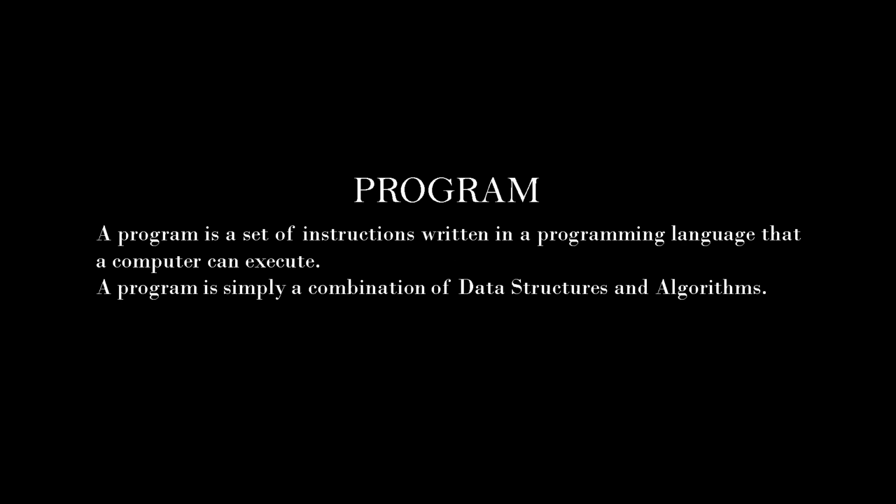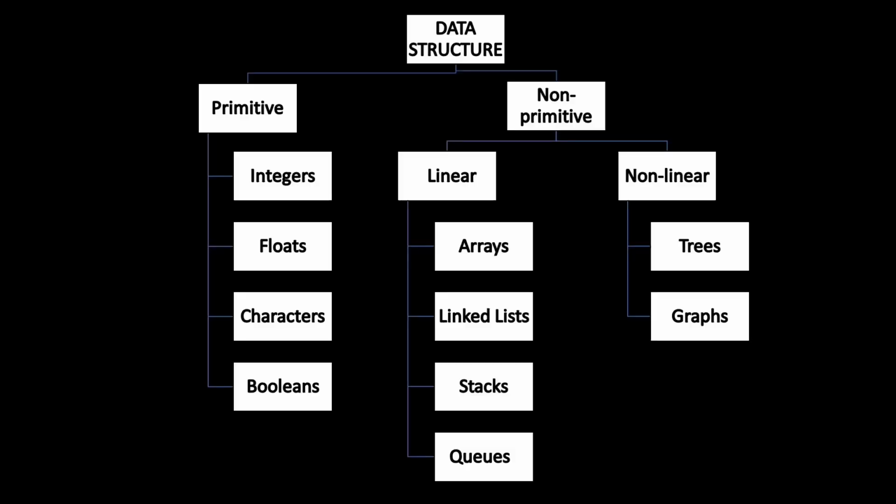So next, the program. A program is a combination of both data structures and algorithms. So basically you need both data structures and algorithms to write a set of code. You can take an example of cooking, where you need both the ingredients and a set of instructions, such that your ingredients are the data structures and the instructions are the algorithms.